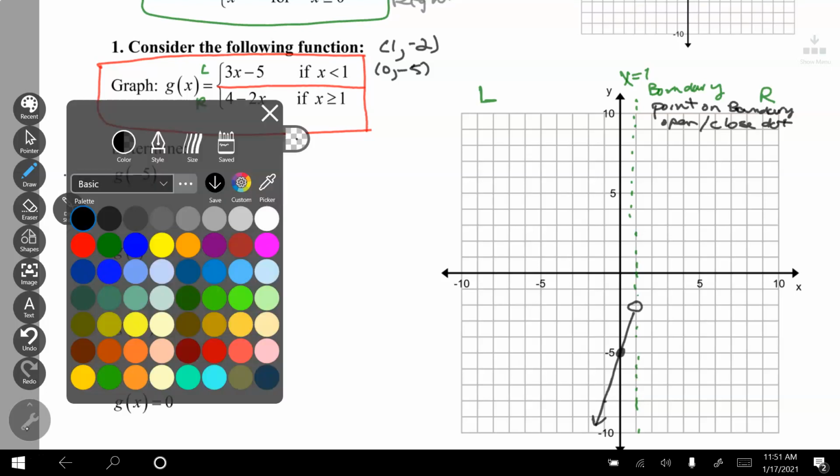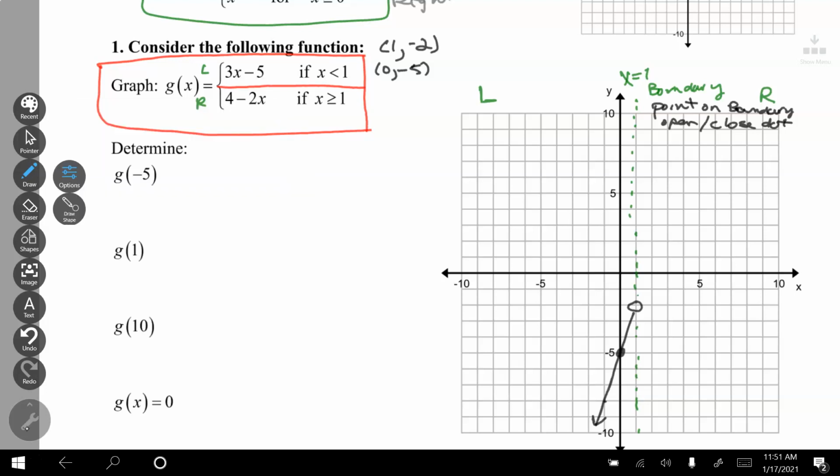Now my right piece I'm going to do in blue. It says x is greater than or equal to 1. So again, I'm going to plug in 1. I get 2 as a result. I can plug in any number bigger than 1, so I may as well just plug in 2. I get 0 as a result. So I'm going to plot the point (1, 2) and (2, 0).